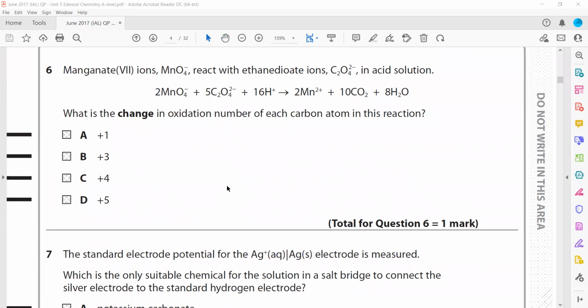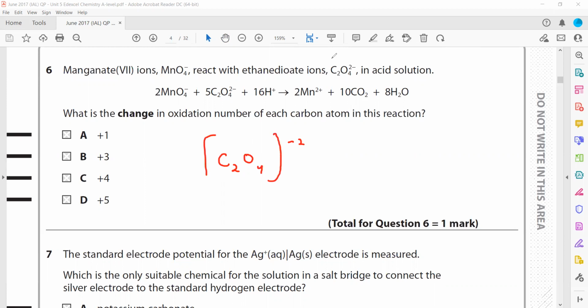When manganese(VII) ion reacts with ethanedioate ion, C2O4 2-, in acidic solution, what is the change in oxidation number for each carbon atom in this? So we want to work out how each carbon atom changes its oxidation number. Look, C2O4, and the net charge is 2 minus.